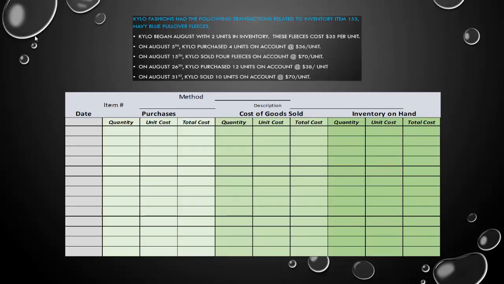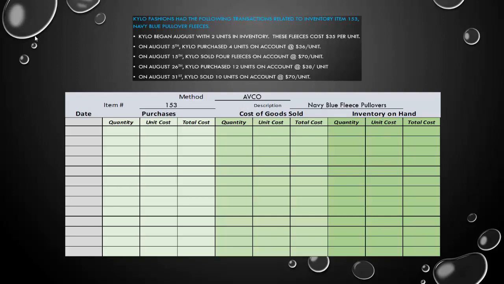To figure out the amount of cost of goods sold that we're going to record on all sales, and the valuation of our inventory on hand that we're going to have to use for calculating our inventory for our financial statements, we're going to have to prepare a perpetual inventory record for item number 153, the navy blue pullover fleeces, using this time the AVCO method.